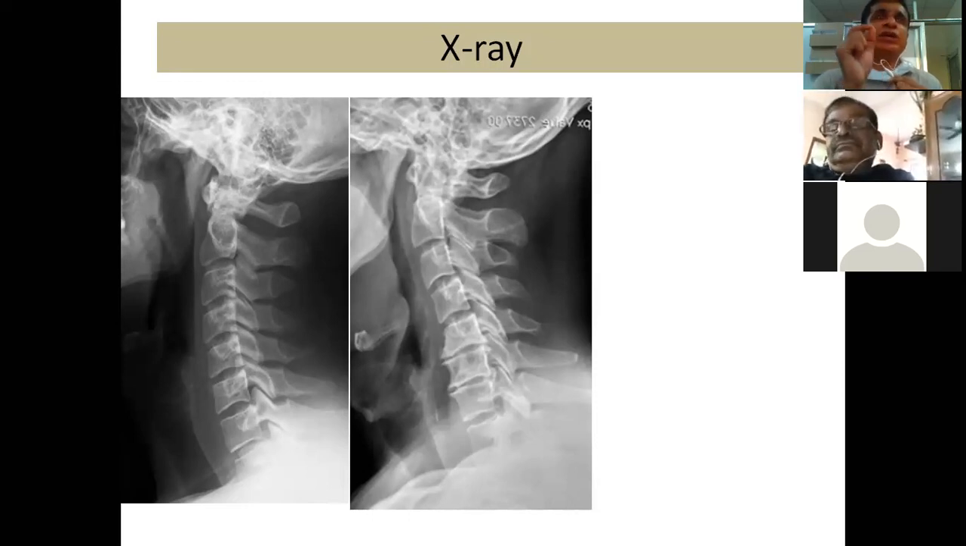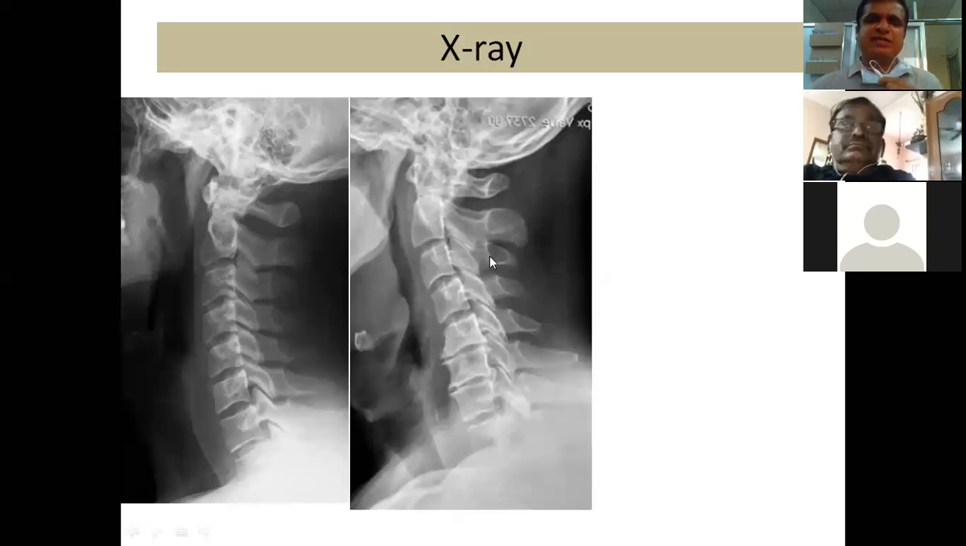Why standing view? Only in standing view can we assess the amount of cervical lordosis. Is there any instability or not? When we ask the patient to lie down, the cervical lordosis can be obliterated. Whether the patient has cervical lordosis or not is important in surgical decision making also. So this is a normal cervical spine. You can see the cervical vertebrae, disc spaces, and spinous processes, all those things.